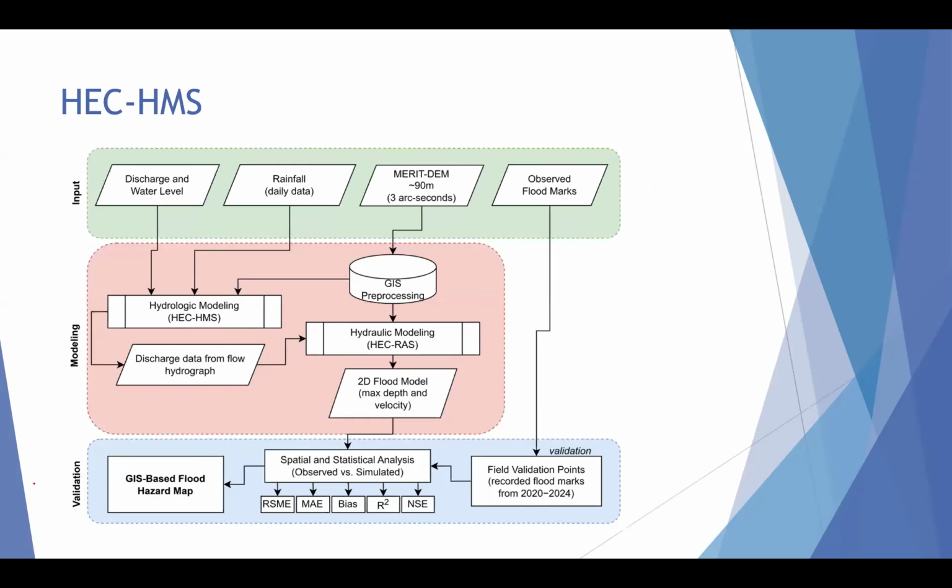The same thing is used for the flood model. I already showed you how HMS is used. After HMS, once you have the discharge data, you can use the HEC-RAS model and get the 2D flood model, that is, you can get the velocities and depths. This will be used to check whether your model is correct, and after that you can prepare the flood hazard map.